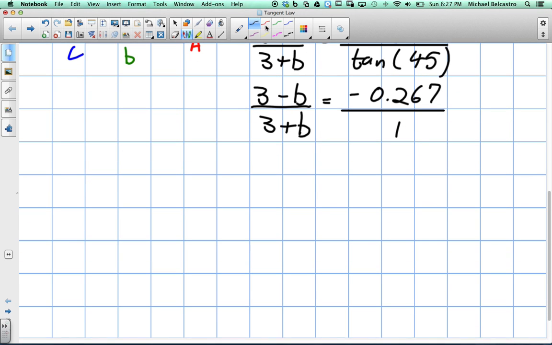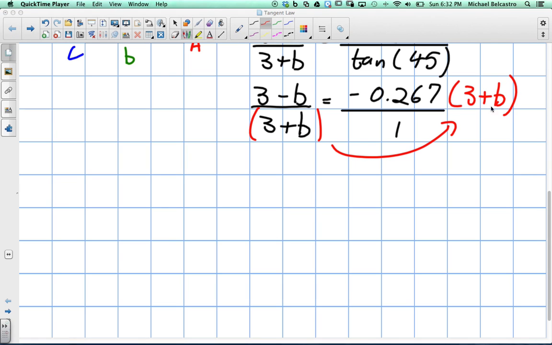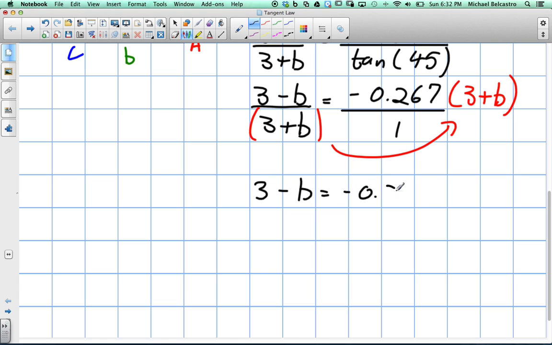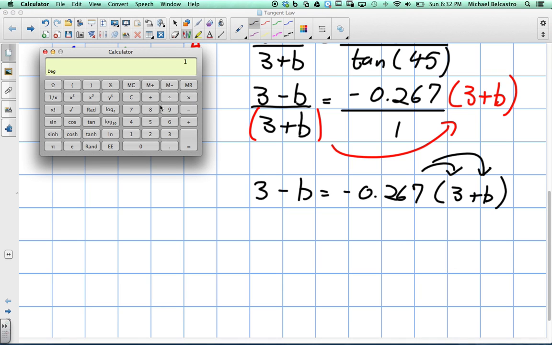In this case, we're going to move the entire bottom side, our 3 plus B, to the other side of the equation, which means we're going to be multiplying by 3 plus B. When we move that to the other side, it essentially becomes the distributive property. So we'll read 3 minus B is equal to negative 0.267 times 3 plus B. We'll distribute that value to both numbers inside of the bracket. I'm going to double check that it was tan of negative 15. Yeah, that's the right number.